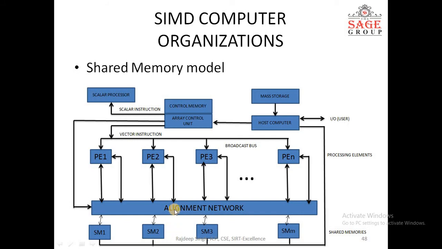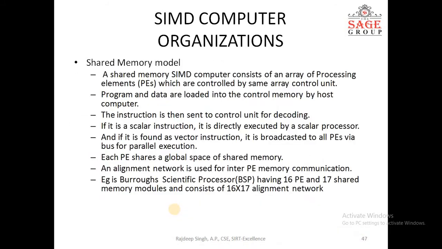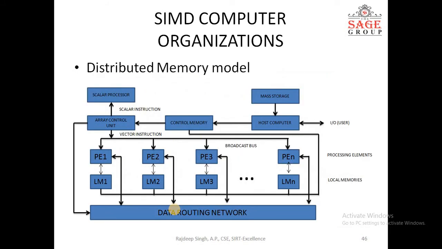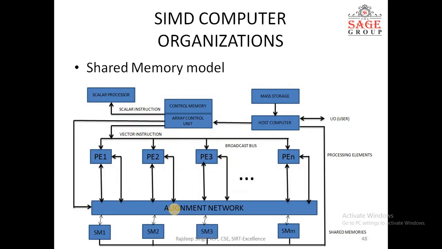So in that previous model we were using a data routing network which was used to route the data for resolving the dependency, but here we are using an alignment network, which helps the processing element to get access to the shared memory modules.